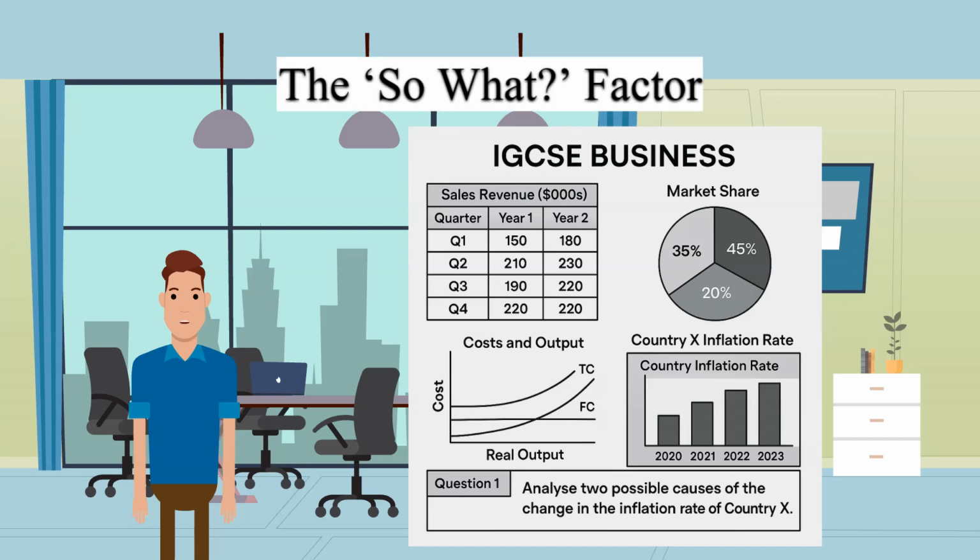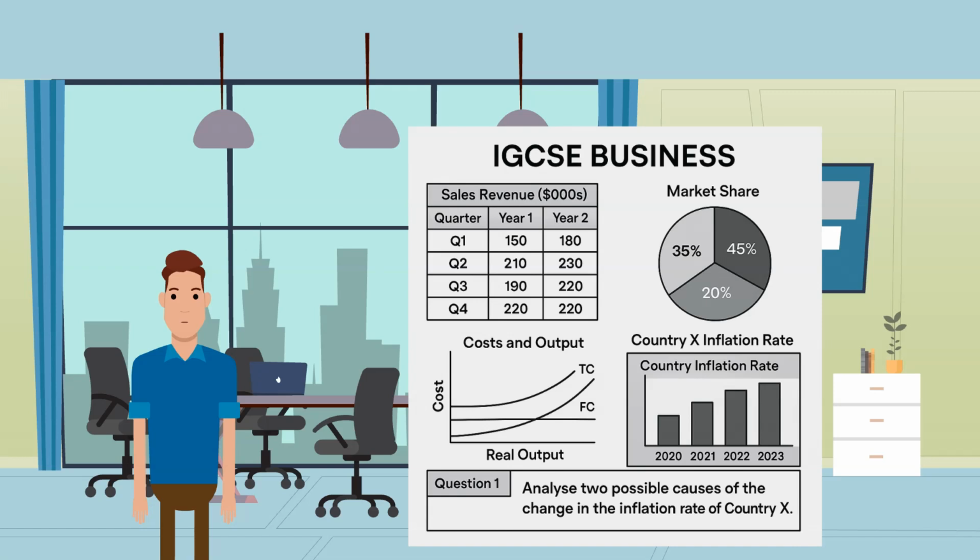Step 3. The so what factor. Every number you mention should be tied back to the case. Increased costs? So what? Lower profits. Higher market share? So what? Stronger competitive position. That's the golden link examiners want.